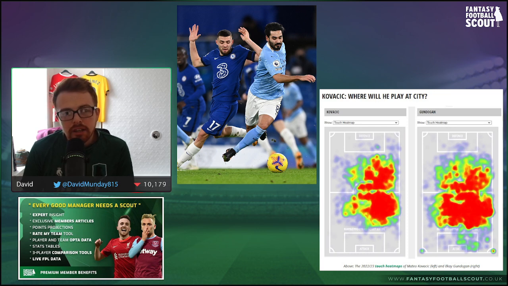Now, even though they play in different systems at their respective clubs, these two players in the season just finished, they are very much both left-sided central midfield players. So let's have a look at how they compare.